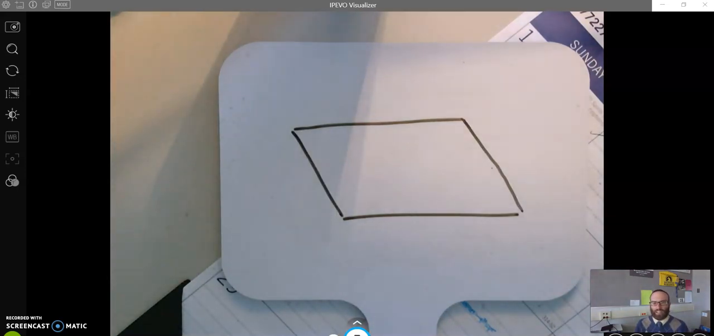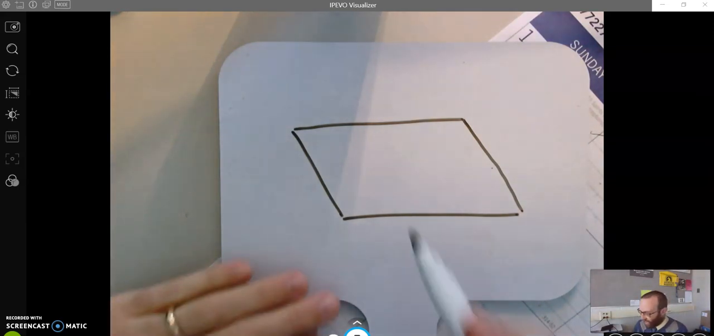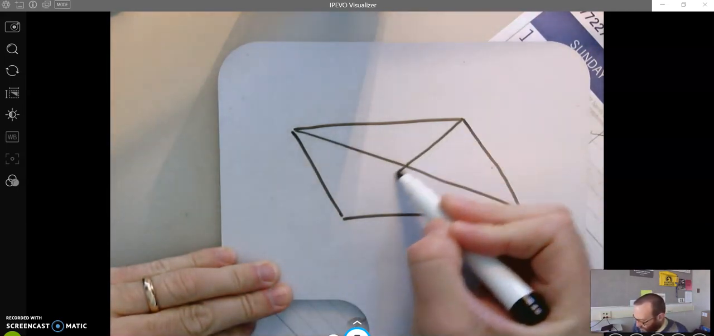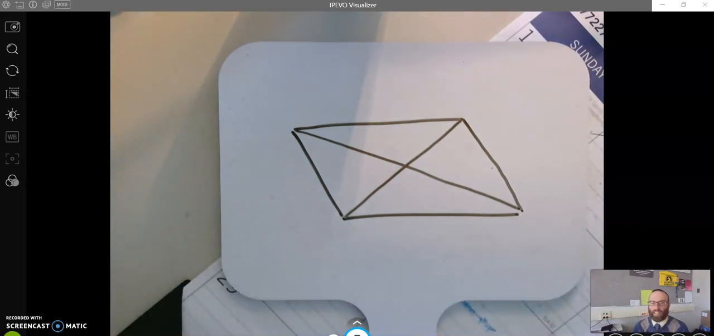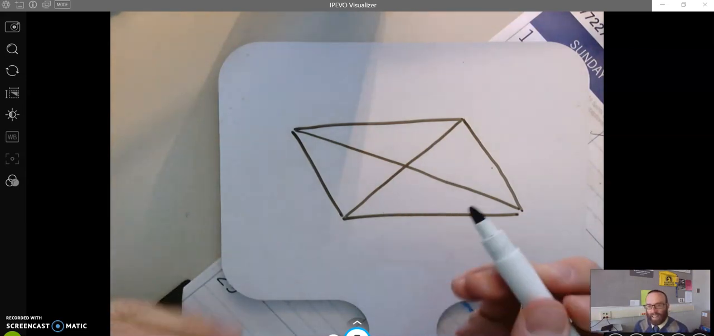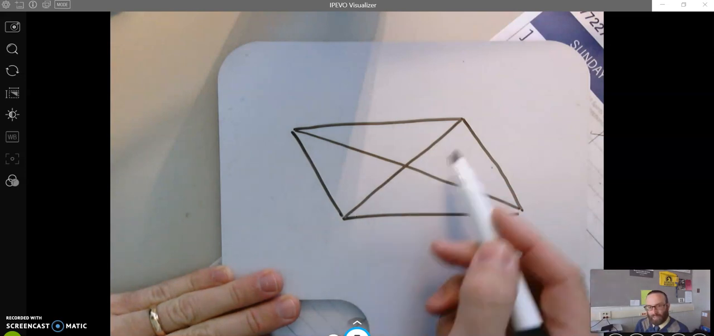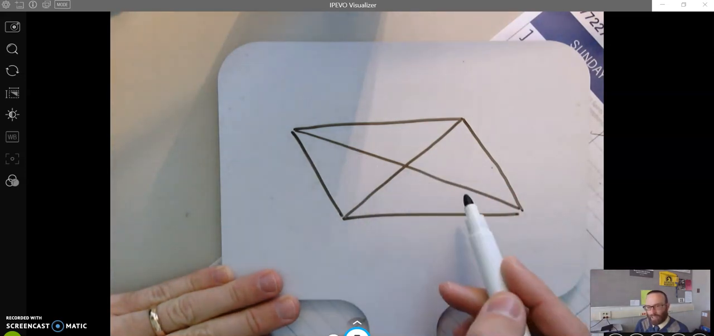For number 4, I thought I'd switch up the direction my parallelogram was pointing. This next one says the diagonals bisect each other. So in order to know that, I would absolutely have to have my diagonals drawn. Diagonals connect the opposite angles, so you would have to see those in your diagram. And bisect means to cut in half. So this diagonal cuts this one in half, and this diagonal cuts this one in half.